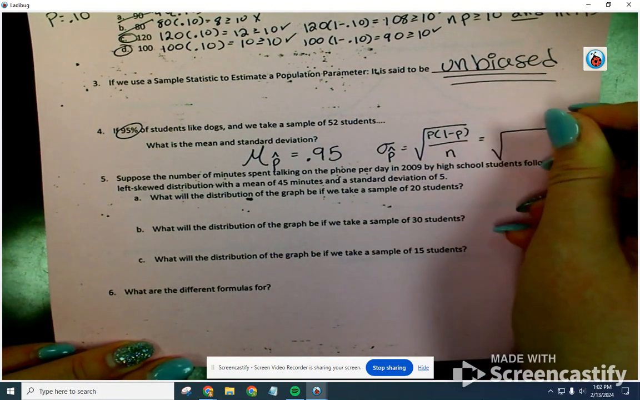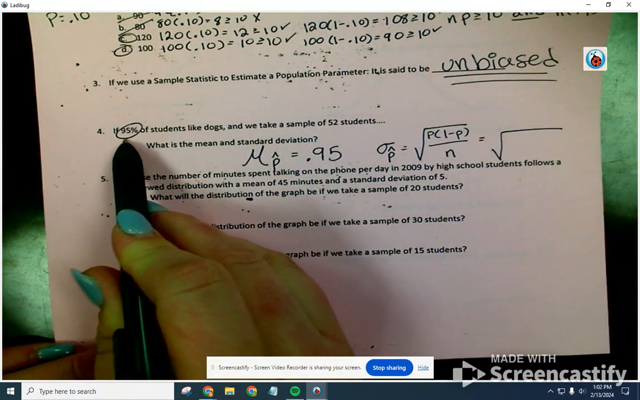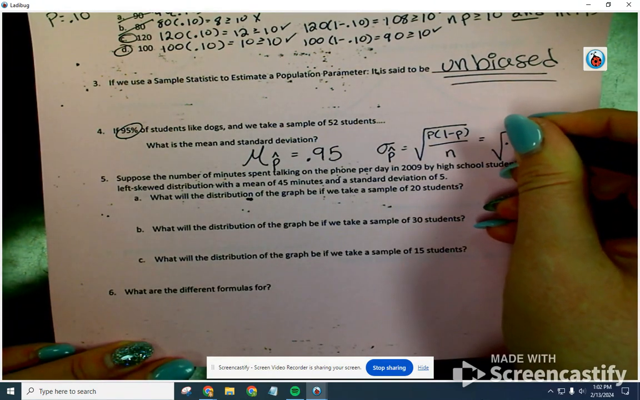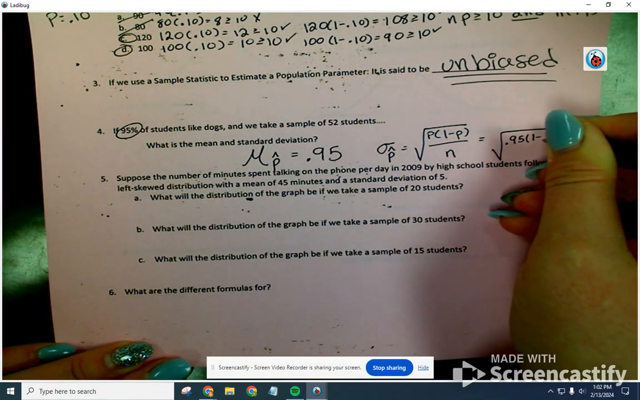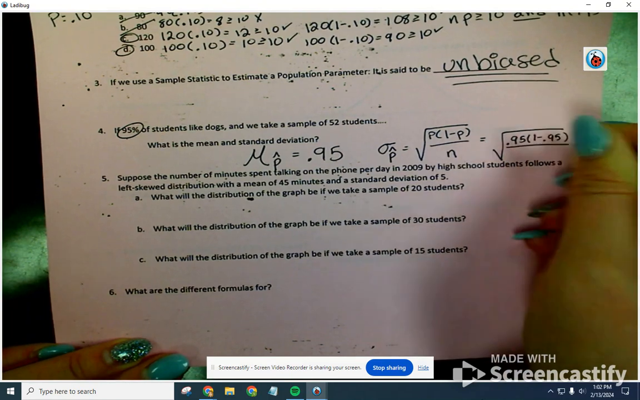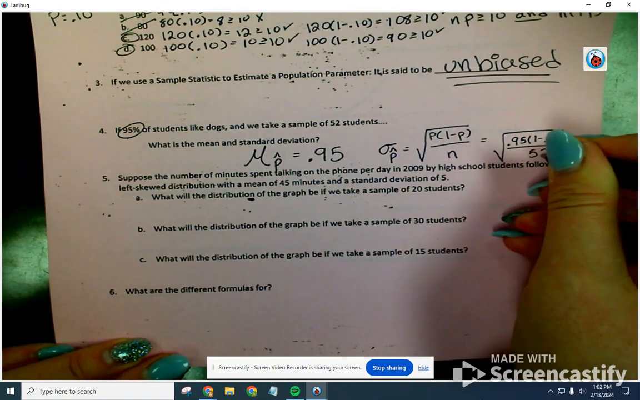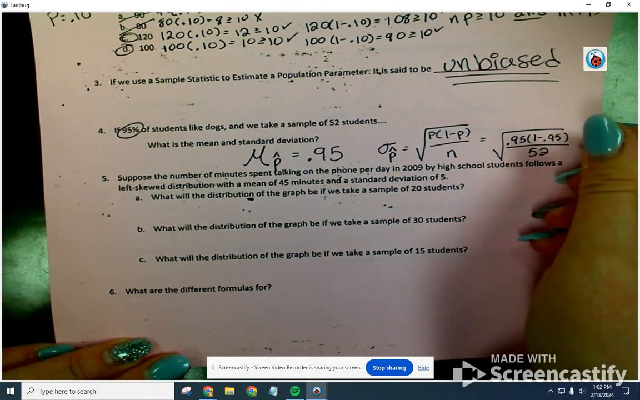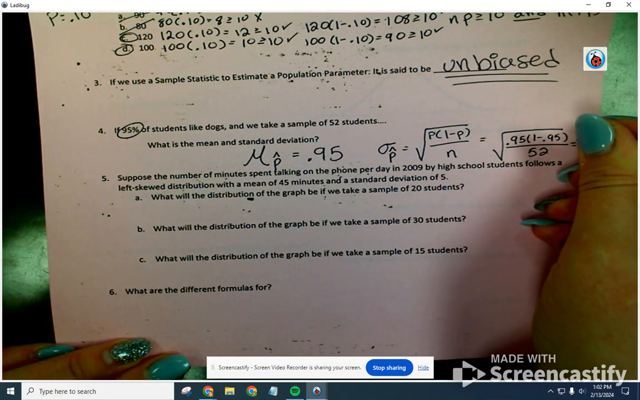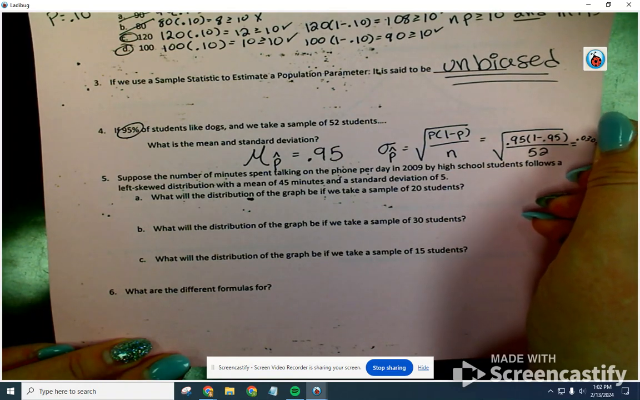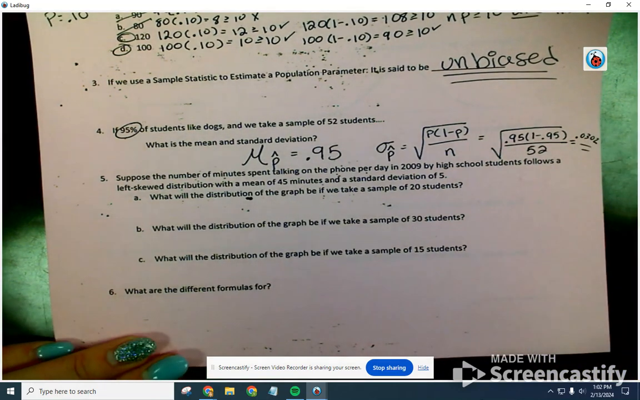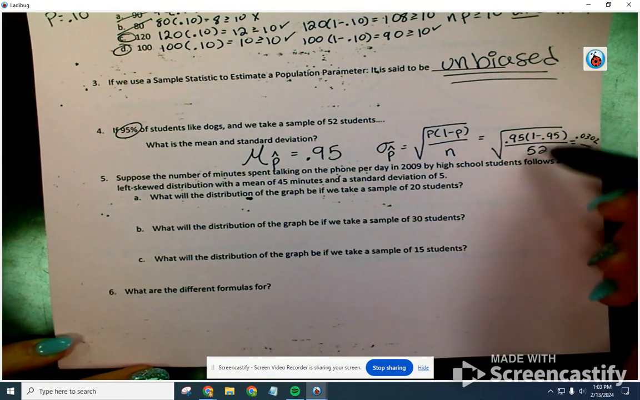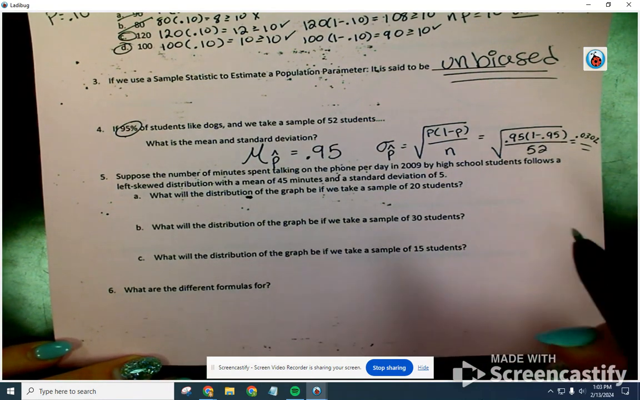And so in this case, p is 0.95. So we're going to do 0.95 times 1 minus 0.95 divided by the sample size, which is 52. Okay, and then if you were to do that, I believe you get 0.0302. Make sure that you're typing this in correctly, because if you type this in incorrectly, it will be wrong.